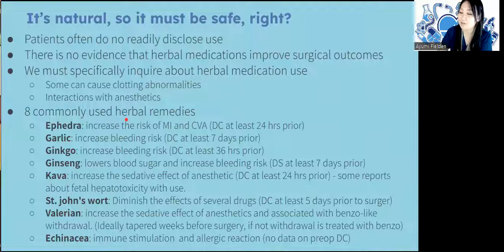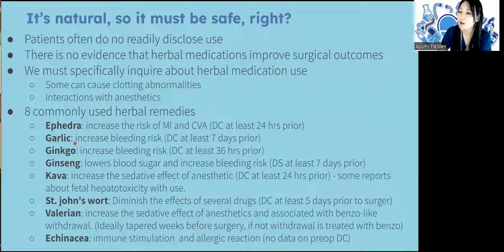And here are the 8 commonly used herbal medications and what you need to know about those herbal remedies. And I think when I took my CPAN exam, I may or may not have been asked about this, so review those. Ephedra can increase the risk of minor CVA, so it needs to be discontinued at least 24 hours prior. But the rule of thumb is for herbal remedies, they should stop like 2 weeks before. What about garlic? My dad was taking garlic for his cholesterol level, and it does increase bleeding risk. So it needs to be discontinued at least 7 days before surgery.